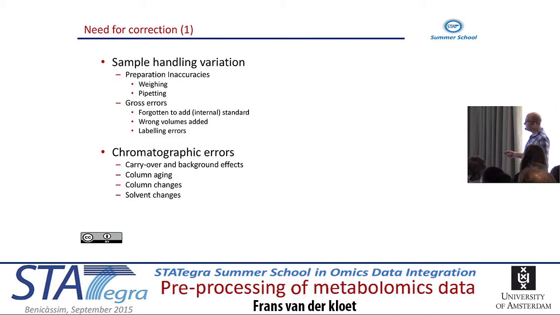Then we have some machinery errors, like chromatographic errors, carryover and background effects. For example, I've got a sample which contained a lot of compound A. Then it can happen that the next sample still has some residue from the previous sample, so I will have a larger peak because of it. These are all things that you have to take into consideration when you do pre-processing, but also data analysis.